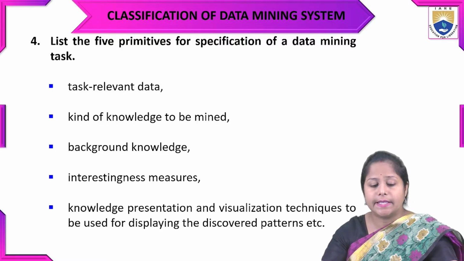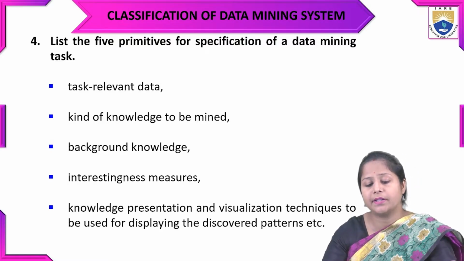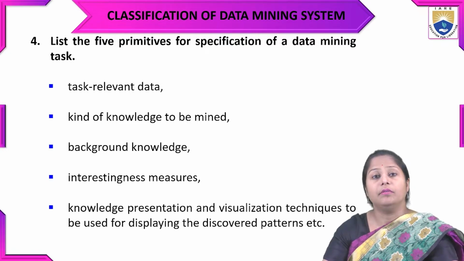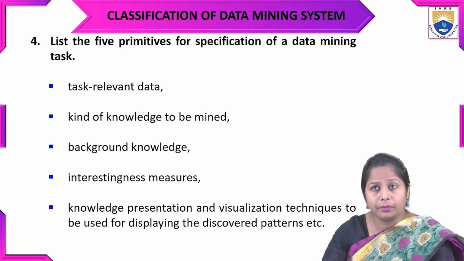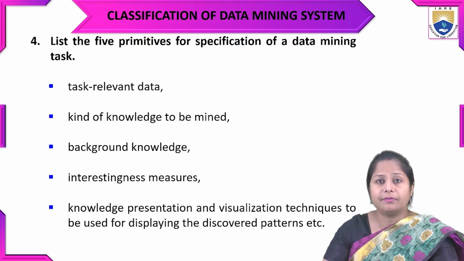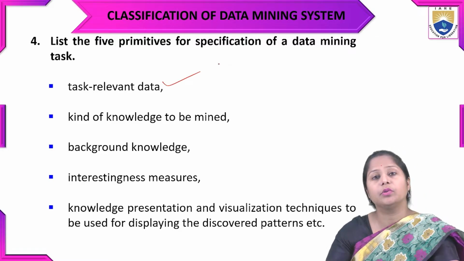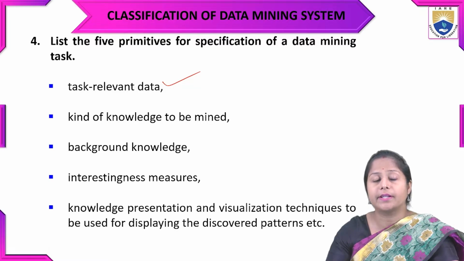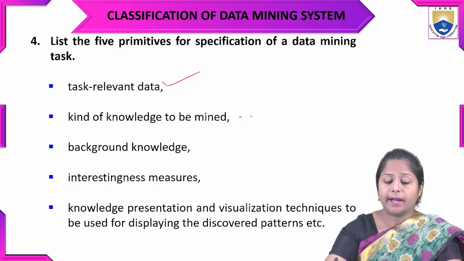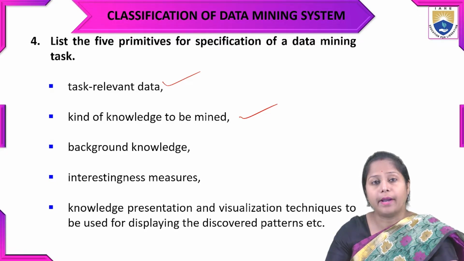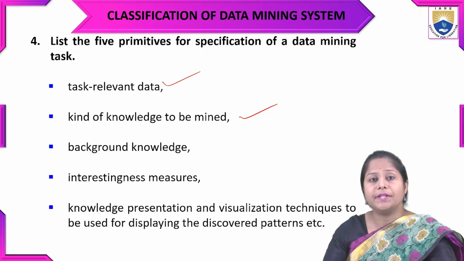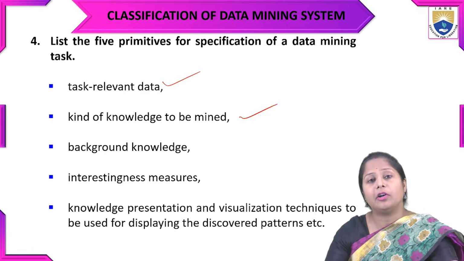Now the fourth question is: list the 5 primitives for specification of a data mining task. So what are the primitives when we are going to do the data mining task? First is the task-relevant data. First we have to go through the task-relevant data. What is the task, and especially what is the domain? So we have to go through the domain. Second, the kind of knowledge to be mined. That will depend on what type of data we have to mine. It always depends on the data type. So the format also will be interesting. The format will be lengthy and complex.